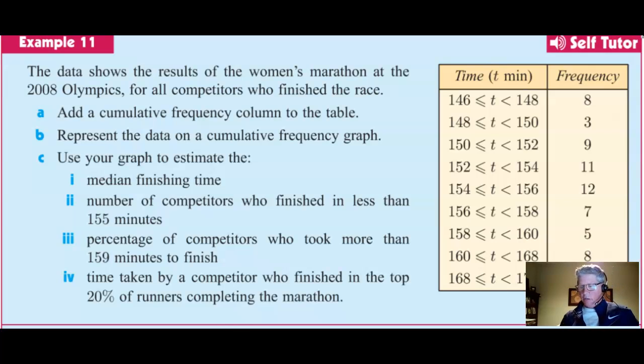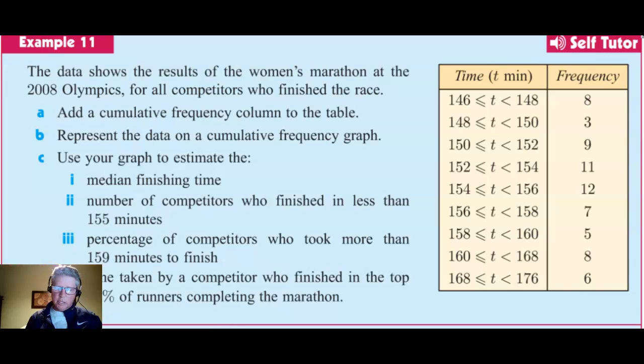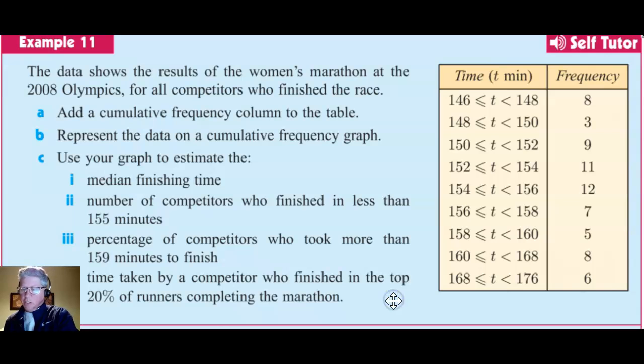All right, we have a bunch of runners. Let's go way over here. I'm just going to try to tuck myself way back in there. All right, so we have a bunch of runners. And just to pull some data off of here, if I look at this 3, what it's saying here is that 3 runners scored a time that was less than 150 minutes, but greater than or equal to 148.